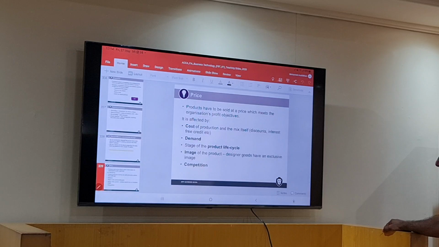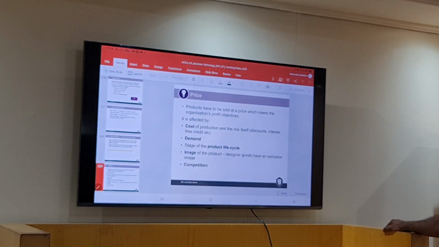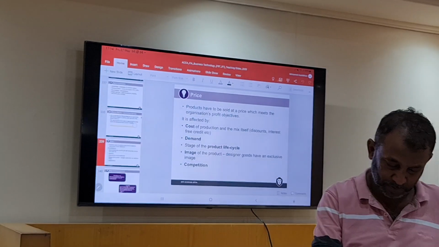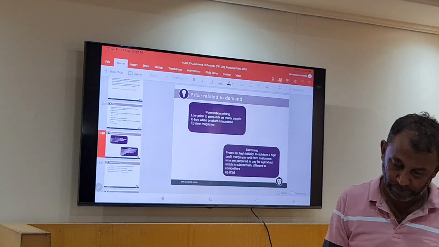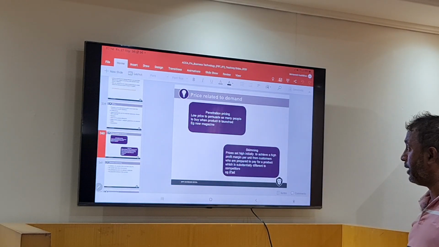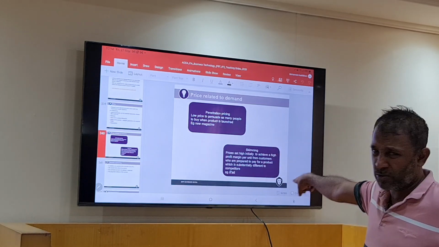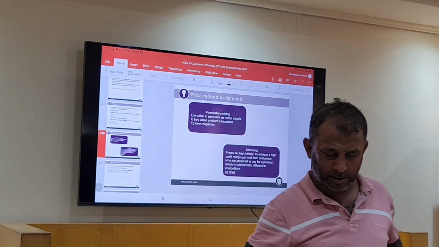So, image of the product: designer goods have an exclusive image. You buy a normal chicken, 6 or 8 rupees; you buy KFC, 14 or 15 rupees. Competition also matters for the price. Price is related to demand, penetration, okay, you know these two strategies, penetration and skimming.